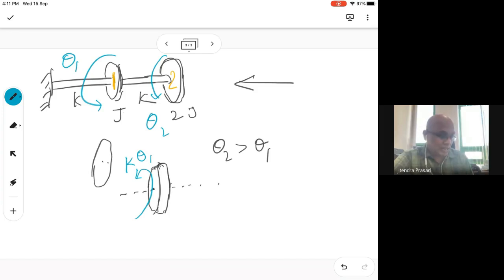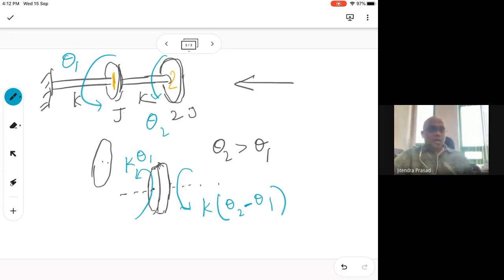Now next one. We are assuming θ2 is greater than θ1. So this has moved θ1, this is θ2, and since θ2 is bigger, there will be an anti-clockwise force acting on it. We are looking from this side only. That will be equal to K times (θ2 minus θ1).